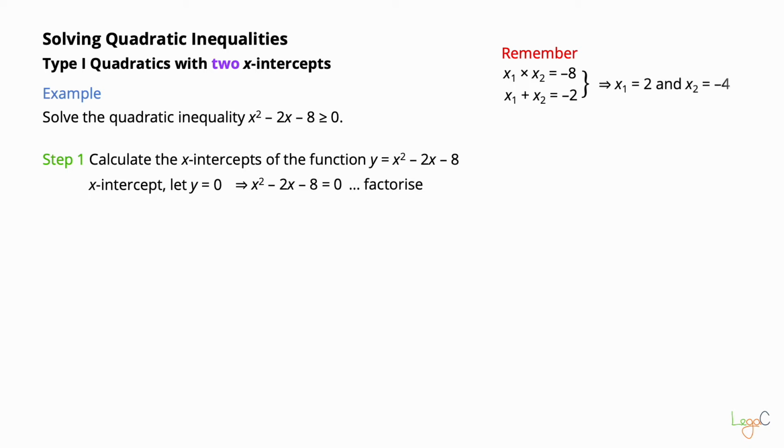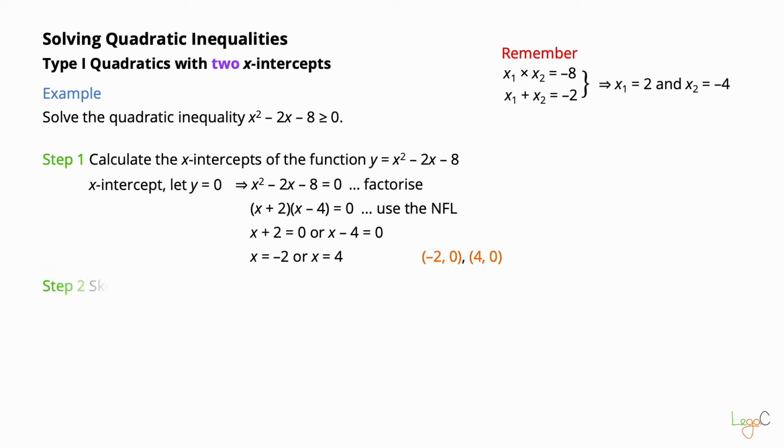So now we can write the product of the two factors. (x plus 2)(x minus 4) equals 0. Using the Null Factor Law, we can say that x plus 2 equals 0 or x minus 4 equals 0. We solve the two linear equations, so x equals negative 2 or x equals 4. So here are the two x-intercepts.